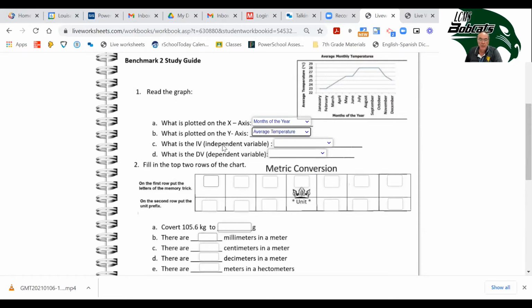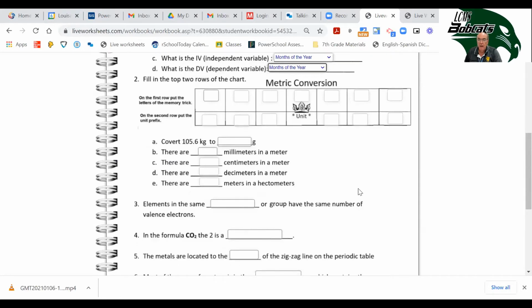Okay, then the next question says, what is the IV, or the independent variable? The independent variable is always on the x-axis. So the independent variable is the months of the year. And what we think might depend on what month it is would be the temperature. So for example, in December, we expect it to be a lower temperature. We would think that the temperature might depend on what month it is. Like in January and February, it's cold. And in August and September, the temperature is higher because the temperature depends on the month of the year.